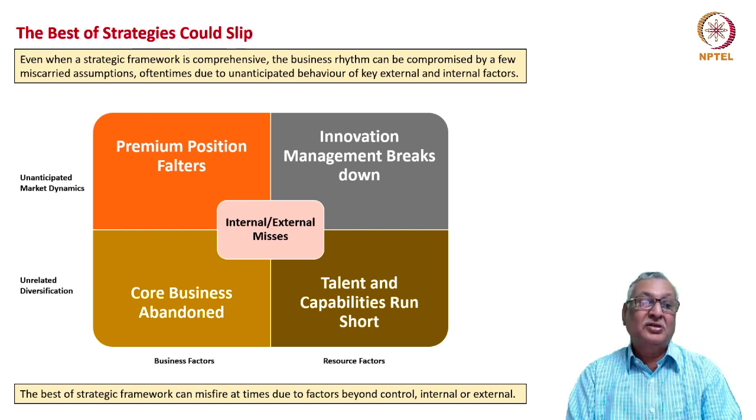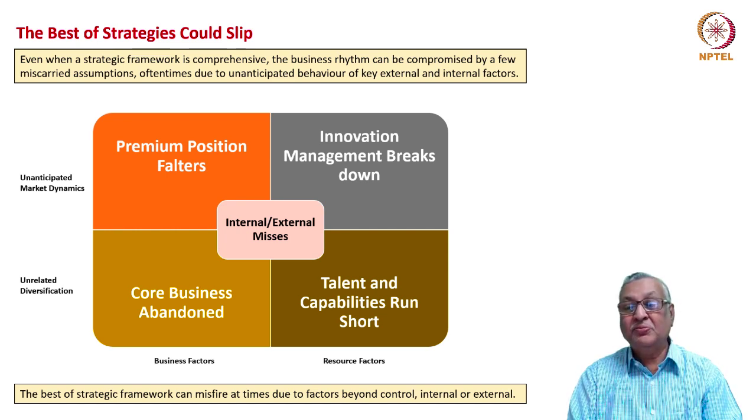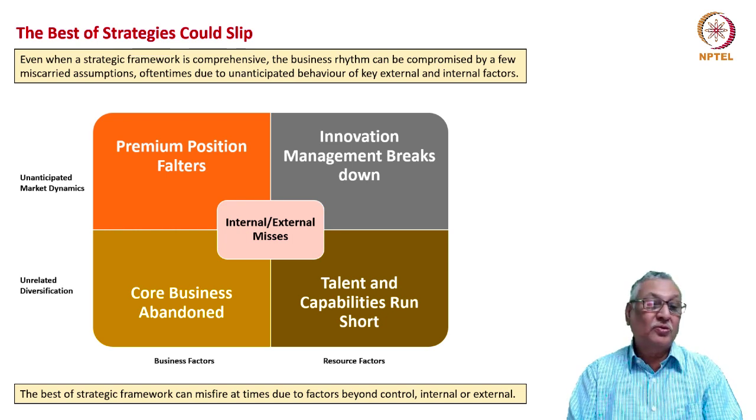Let's also keep in mind that even the best of strategies could slip. We can draw up a strategic framework which is very comprehensive, but the business rhythm itself can be compromised because some assumptions could be wrong or they could be miscarried in actual rollout of the strategies. There could be unanticipated behavior of key external and internal factors. Some of them could be macroeconomic, some of them geopolitical, and some could be related to the competitor actions.